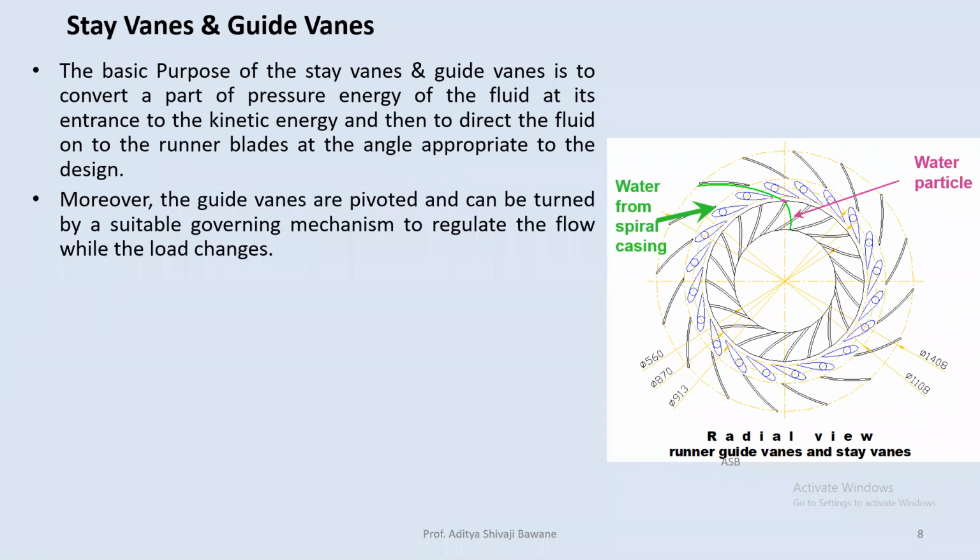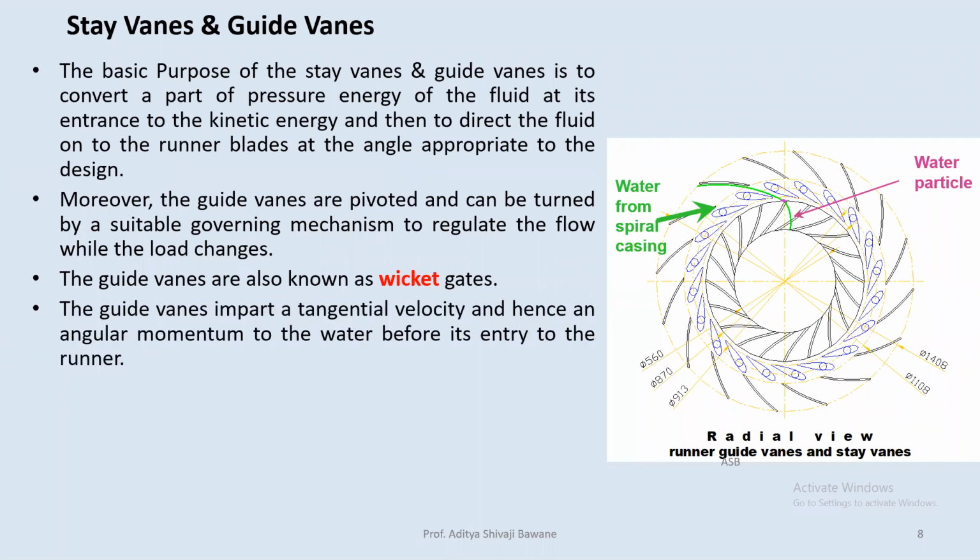So kinetic energy is being imparted to the stay vanes. Moreover, the guide vanes are pivoted and can be turned by a suitable governing mechanism to regulate the flow while the load changes. Earlier I told you that whenever the load changes, the turbine requires more energy to rotate the shaft at the same speed. To maintain the same speed, we require a large flow rate, or in some cases a lower flow rate, according to the load. So according to the load, we can change the direction of the guide vanes. Guide vanes are also called wicket gates.